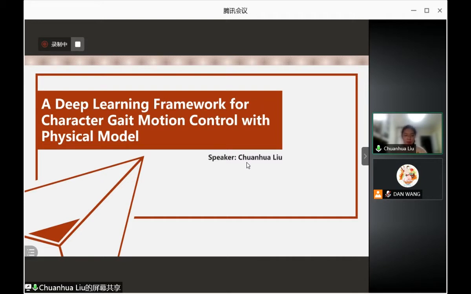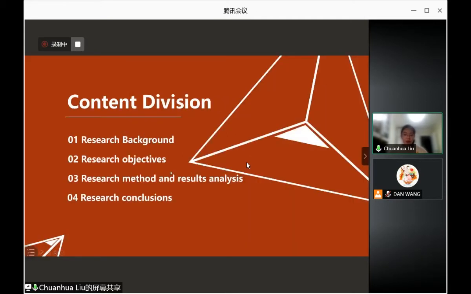The title of my paper is A Deep Learning Framework for Character Gait Motion Control with Physical Model. I will introduce my research from four parts: the research background, the research objectives, the research method and result analysis, and the research conclusions.